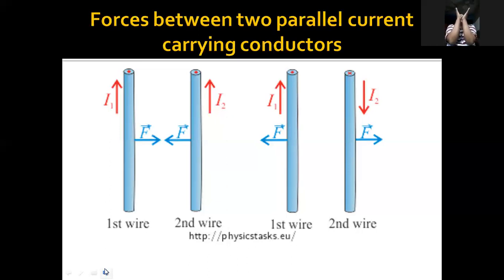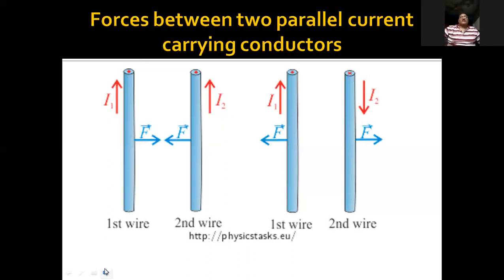So if you have two conductors parallel to each other, and the direction of the current flowing through them is the same, for example, in both of them the current is going in the upward direction, or in both of them the current is going in the downward direction, they will experience a force of attraction. So what will happen as the current starts flowing through them? They will attract each other.